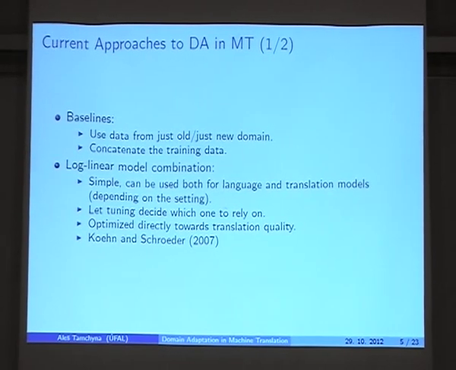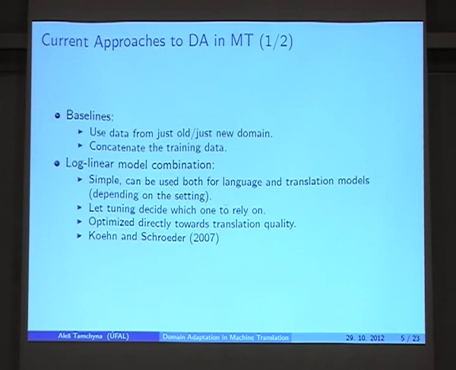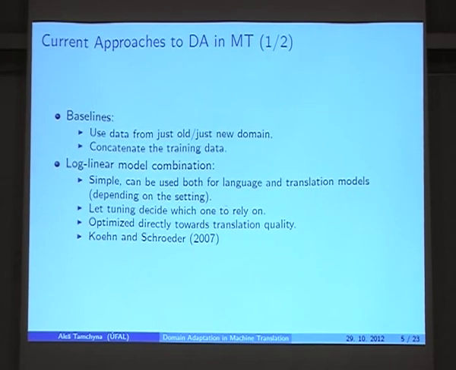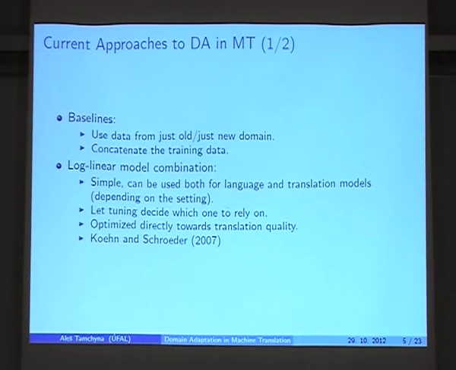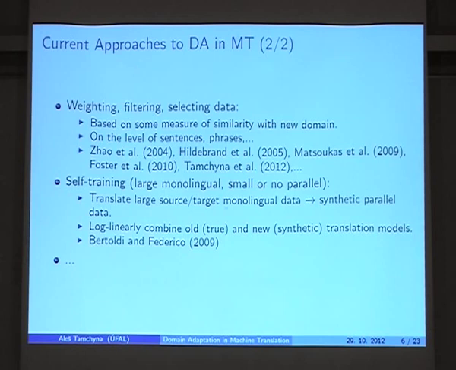The typical scenario for combining models in domain adaptation is to train separate models for the new domain and for the old domain. You can train separate phrase tables, separate language models, and then you simply use minimum error rate training or some other algorithm to tune the weights and decide which of these models should be more important, should be less important. This is one of the earliest approaches, and it fits very well into the MT framework as we use it today. Other approaches are concerned with weighting the data or filtering or selecting it somehow.